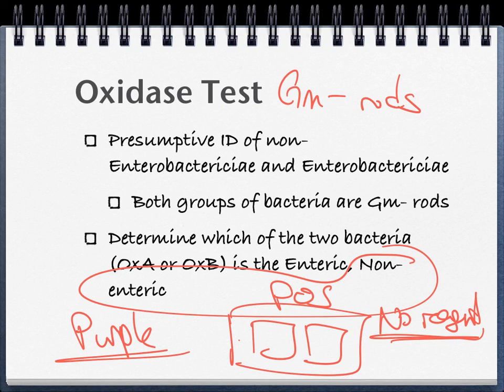So all you do is you take your loop, you gently put the bacteria on top of the square. That's it. Don't squeeze too hard. The metal loop can cause false positives. So just gently rub the bacteria on the square, let it sit. The reaction takes 30 seconds to a minute. Look for a positive. Okay, and then again, determine, out of the 2, there's ox A and ox B, which one is the enteric, which one is the non-enteric. Any questions? That's it for the work.